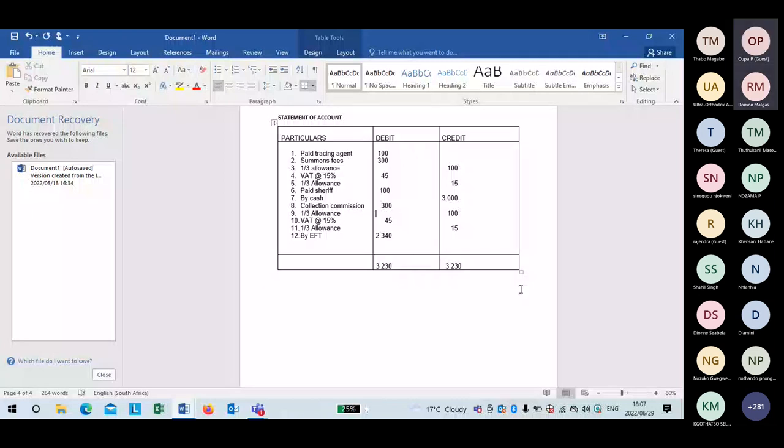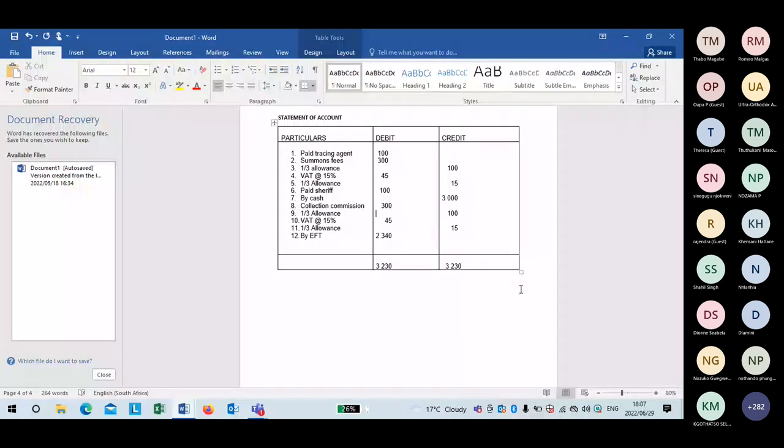So you will take the EFT amount to your trust account. You will debit the trust cash book and then open an account for the correspondent attorney and credit it. Is it making sense? Debit your trust cash book, and then open an account for the correspondent attorney in trust and credit it. Then you are done with the first step. You then proceed to the second step.